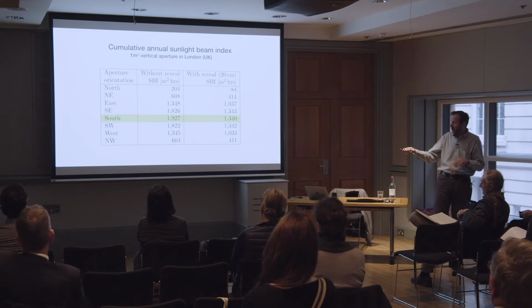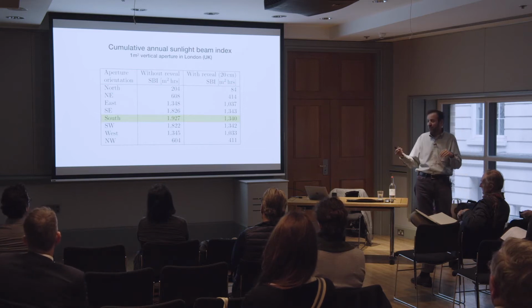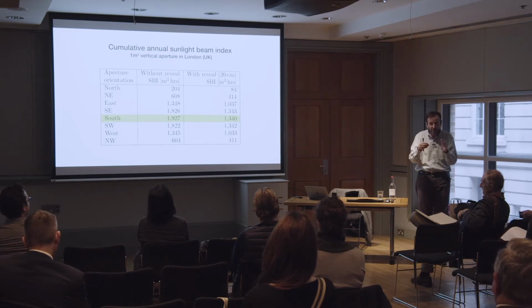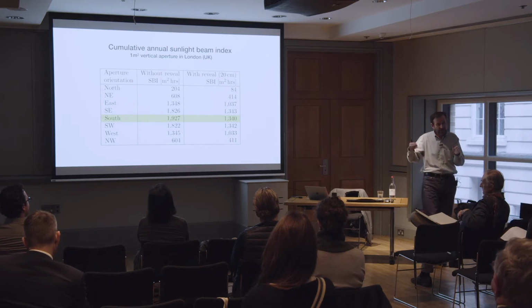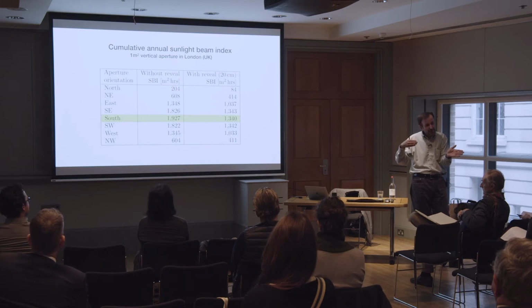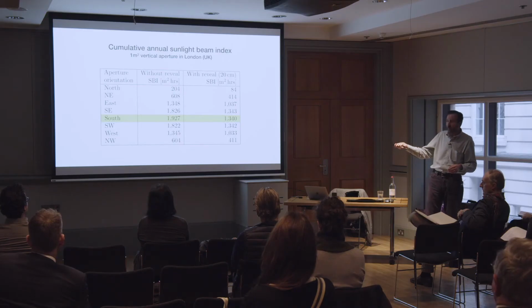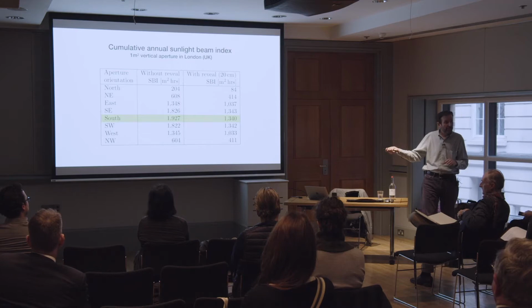So in the thin wall, we're getting nearly 2,000 meter squared hours cross-sectional area of the sunlight beam that can pass through the aperture. Yeah? So whenever the sun is above the horizon and in front of that plane, some sunlight beam will pass through the aperture. But with a 20 centimeter deep reveal, it drops down by about a third, just from the shading of that deep reveal.